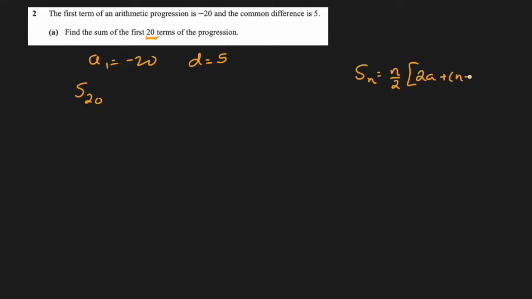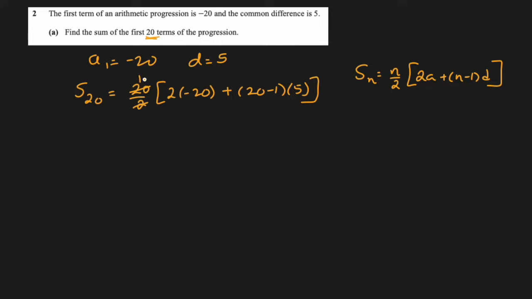Question number 2. The first term of an arithmetic progression is minus 20. So let's say that a1 is minus 20. Common difference is 5. Find the sum of first 20 terms of the progression. So the formula for n number of terms is Sn equal to n over 2, 2a plus n minus 1 d. Everything is known to us, we can apply it here. So n is 20, 20 divided by 2, 2 times first term is minus 20, then plus n minus 1, 20 minus 1 times d, 5.